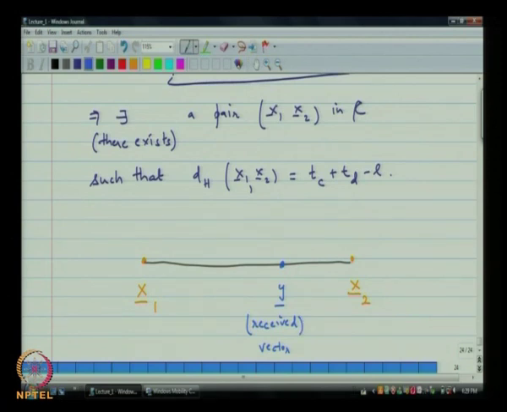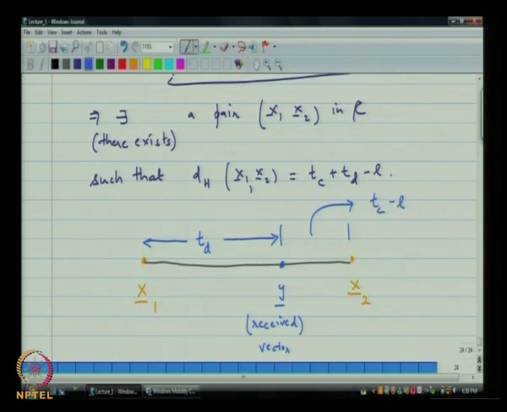Okay. Now, there is something to prove here. First of all, what do I mean by a vector lying on this line? What I really mean is that the distance from end to end on this line is t sub c plus t sub d minus L. So, let us choose a vector in such a way that the distance from x1 to y is in fact t sub d. So, this distance is t sub d, and the remaining distance is t sub c minus L.